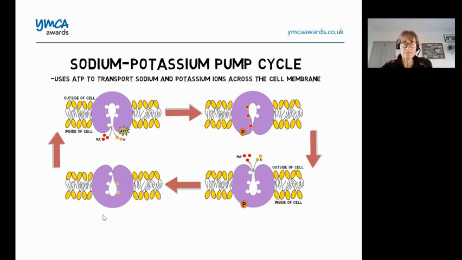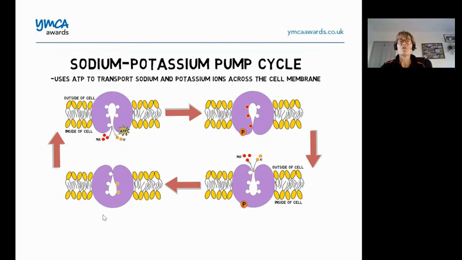So if you can see, we start with 3 sodiums from the inside of the cell going out and only 2 potassiums coming back in. Now this process, the yellow heads with the wiggly tails, that's our cell membrane, and the purple U-shaped thing is our pump, our sodium potassium pump. That will be a protein, and it works as a pump. It pumps sodium out, pumps potassium back in, and to be able to do that, it needs ATP.